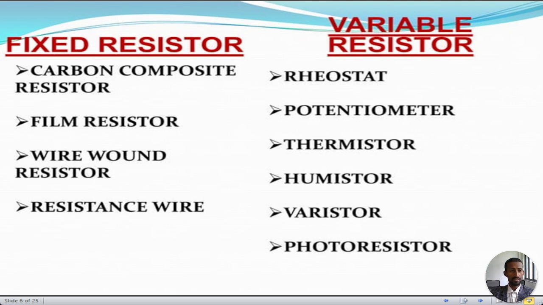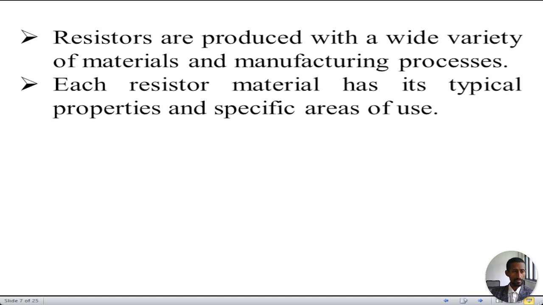When you come to these fixed resistors, you have a carbon composite resistor, film resistor, wire wound resistor, and resistance wire resistor. In the variable category, you will have a rheostat, potentiometer, thermistor, humistor, varistor, and photoresistor. We will see this one by one.